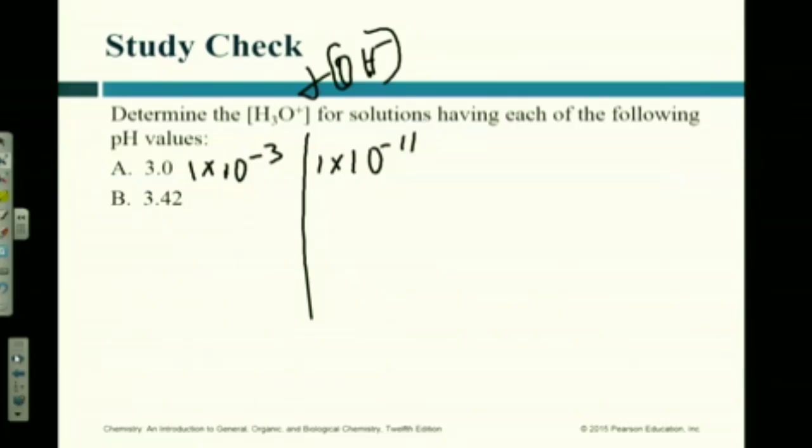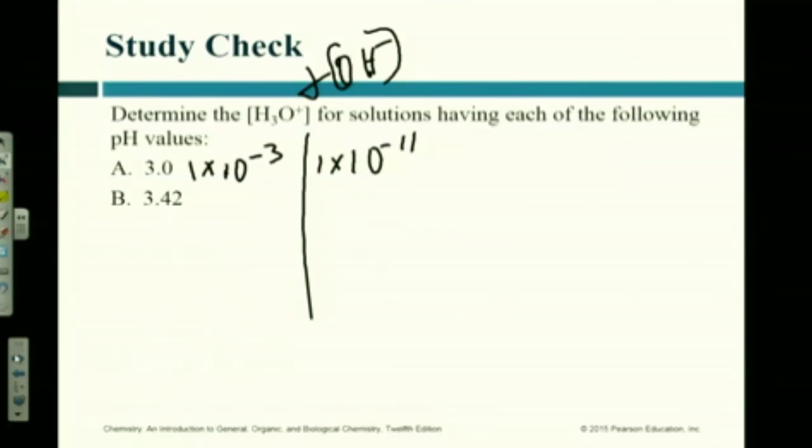When the coefficient's 1, all I have to do is worry about these exponents up here. Okay? And how do you use the 1 times 10 to the negative 14? Yeah, you can. You can still do it that way. 1 times 10 to the minus 14 divided by 1 times 10 to the minus 3 will give you 1 times 10 to the minus 11. Okay? Nothing wrong with doing that.